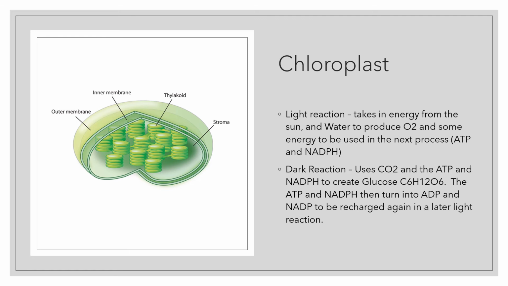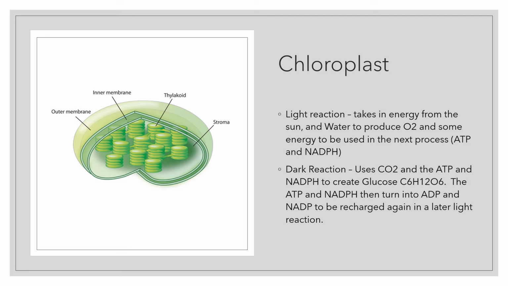So again, in order for photosynthesis to occur, we need chloroplasts, and they have a two-part reaction in order to create their sugar and their oxygen. The first reaction is a light reaction. It takes in energy from the sun, as far as sunlight, as well as water to produce the byproduct of oxygen, and it also creates some energy to use in the next process, makes some ATP and NADPH. But these charged batteries do not leave the chloroplast. These charged batteries are used to energize the next process, which is the dark reaction.